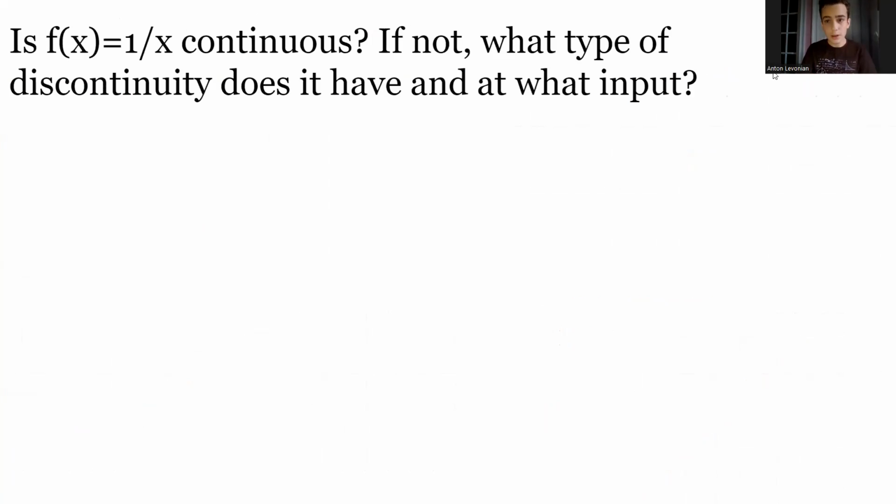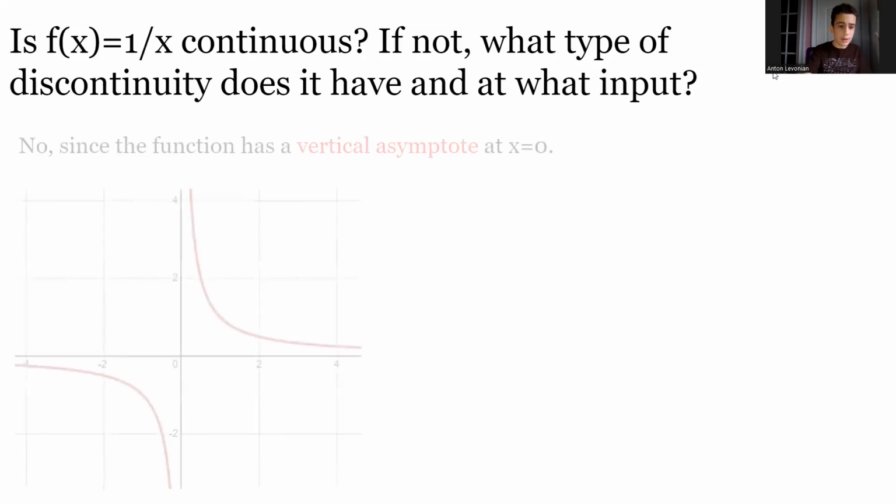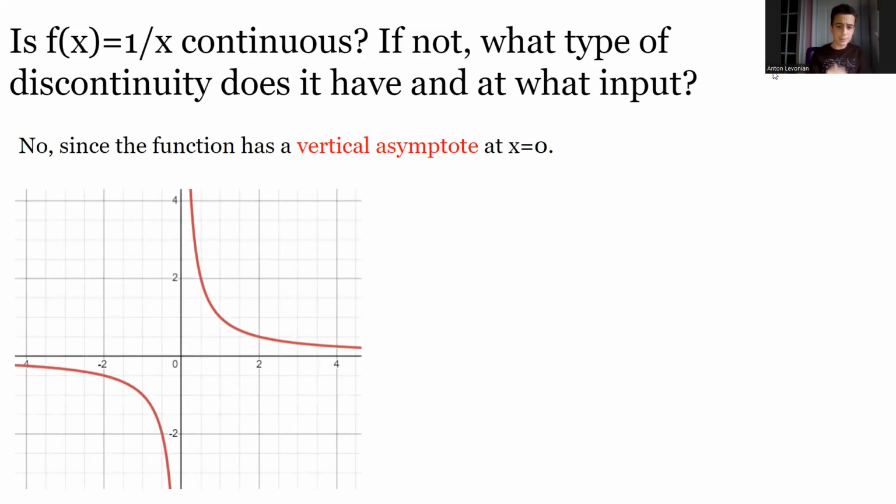Okay. So one question we can answer that relates to discontinuity and continuity is, well, is f of x equals 1 over x continuous? And then the question asks, if not, what type of discontinuity does it have, and at what input? Now notice that the function has a vertical asymptote at x equals 0. So if we graph this function, we can quickly see that it approaches a vertical line, but doesn't quite cross it. And it's undefined at this point, and because of that, of course, it's discontinuous at that point.